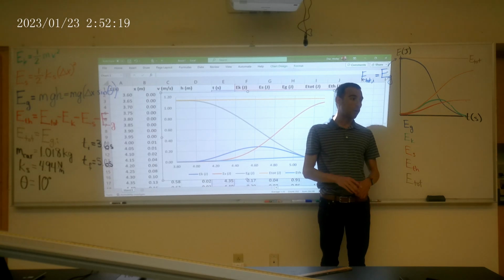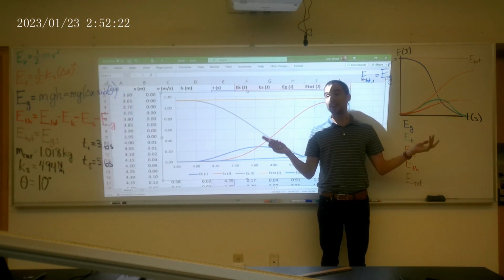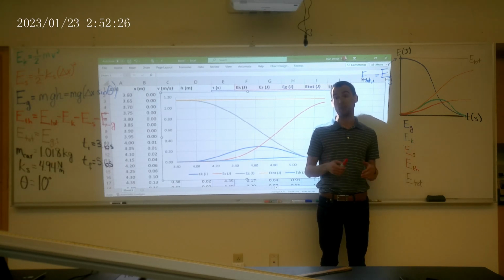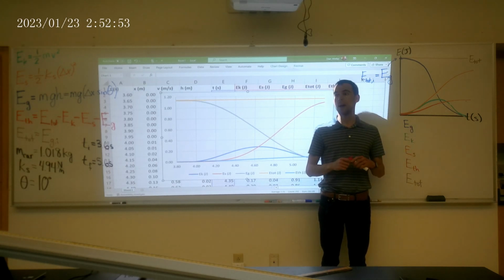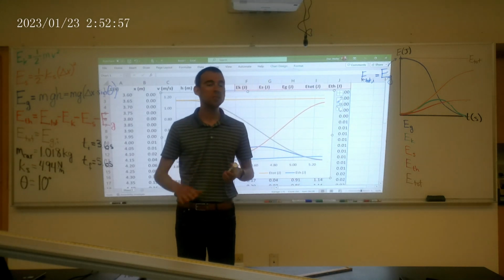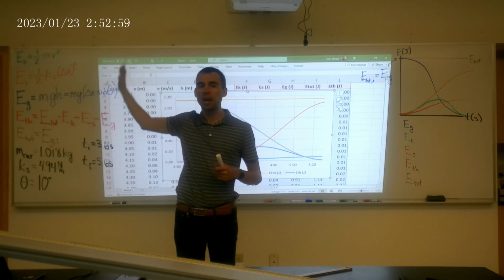Please turn to your neighbor and quickly speculate on a reason why the thermal energy might change a lot in the middle of the track. Go. I'm hearing some different explanations, some good thoughts. Anybody want to share a speculation on why the thermal energy might change a lot in the middle, Tyler?